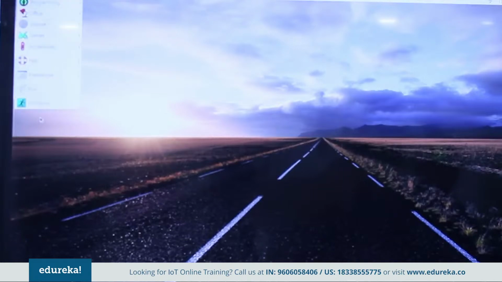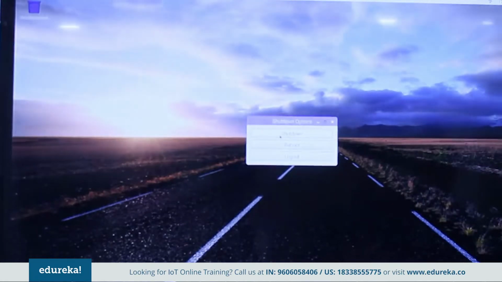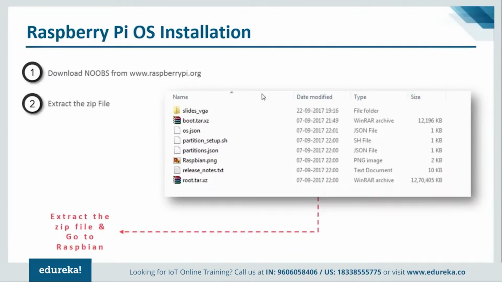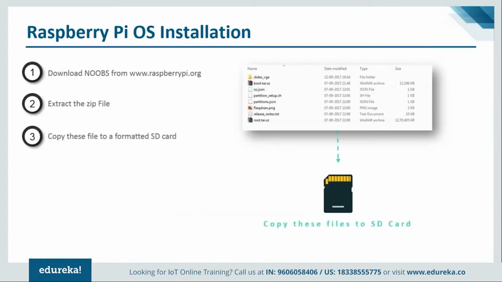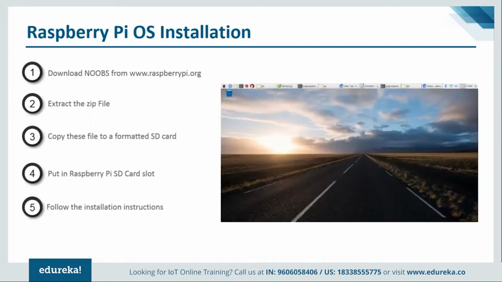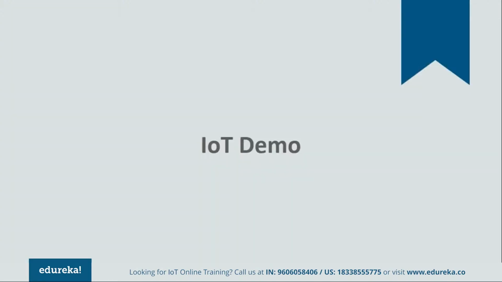So let me go back to my slide and summarize the installation process again. If you see here, we started by downloading the NOOBS folder and then we went on to extract the folder and copy it into the SD card. Make sure the SD card is empty as well. Once you're done with this, insert it into the SD card slot and then we have completed the installation process.